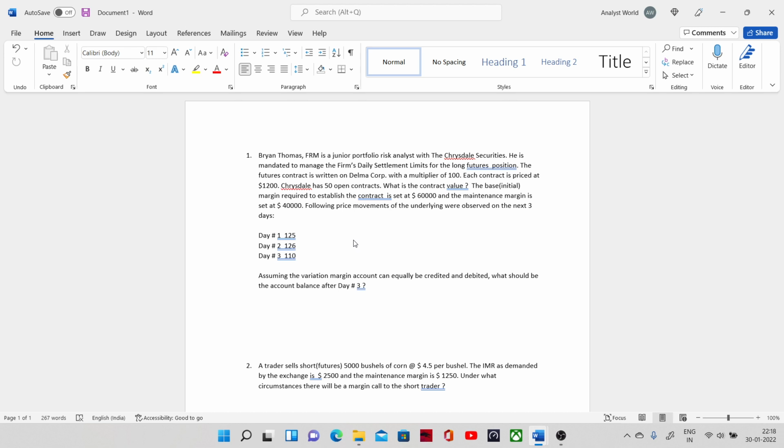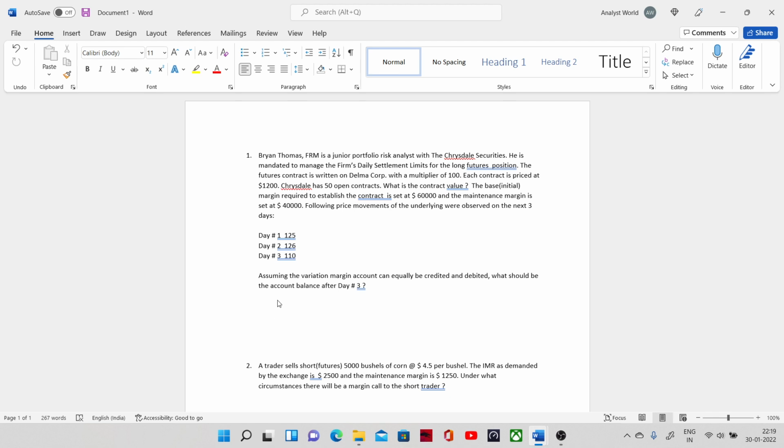And the base margin required to establish the contract, which is also called the initial margin, is set at 60,000 US dollars, and the maintenance margin is set at 40,000 US dollars. Then three price movements on three successive dates are given, wherein the underlying security moves to $125, $126, and $110. Assuming the variation margin account can equally be credited and debited, what should be the account balance after day 3? Okay, so this is the problem in front of us.